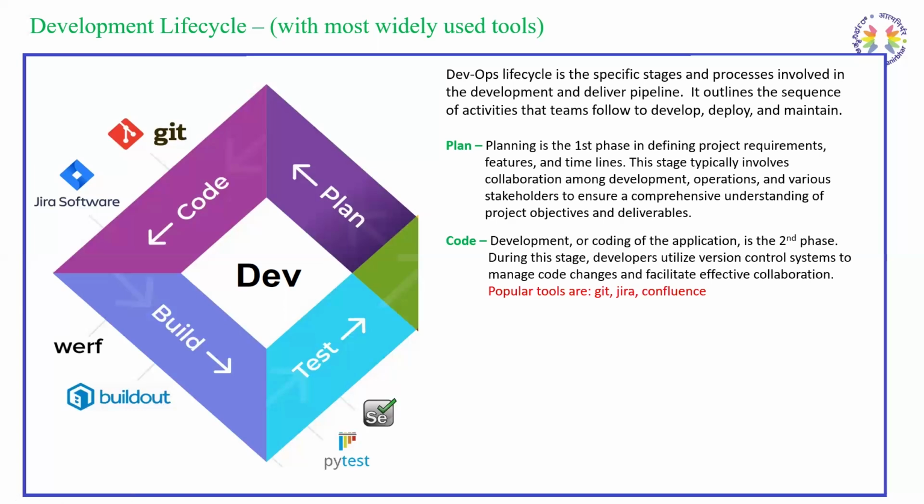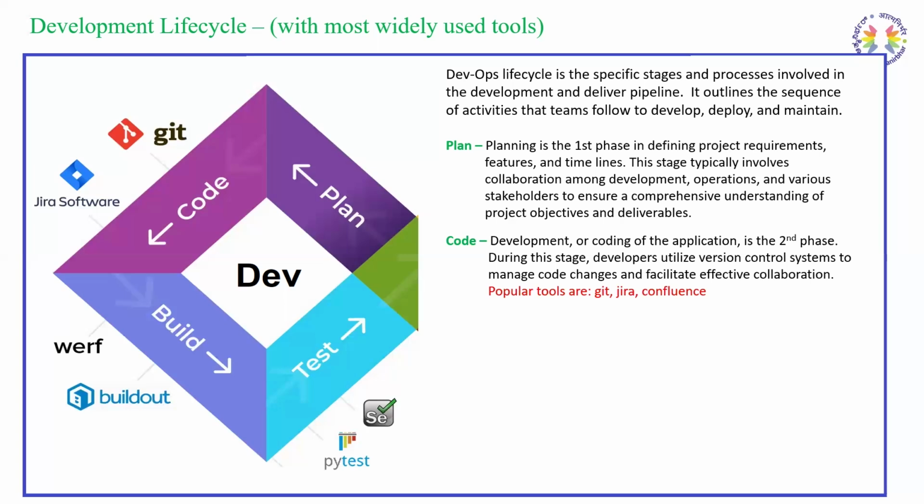The next stage is code. In this stage, developers write and build the software code based on the defined requirements. Agile methodologies are often employed to facilitate iterative development and quick feedback. During this stage, developers utilize version control systems to manage code changes and facilitate effective collaboration.